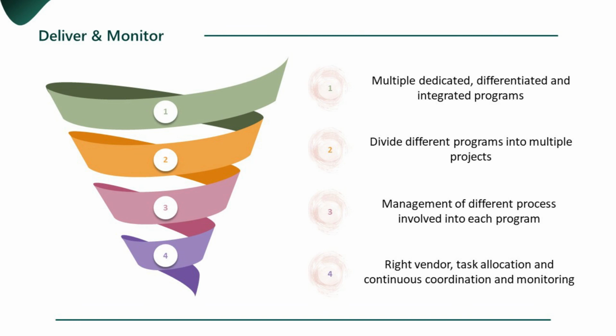Step 4 is about management of the vendors involved. It is about selection of the right vendor, task allocation, and continuous coordination and monitoring. The last step is to measure the effectiveness of each activity involved in the different projects. It also accounts for the effectiveness of the people and firms involved.